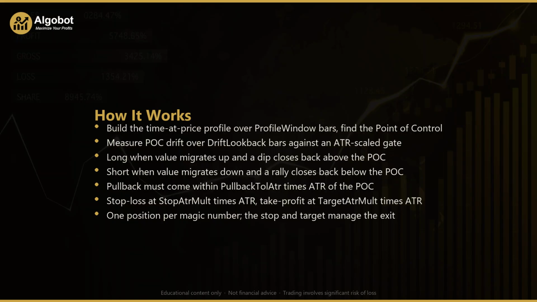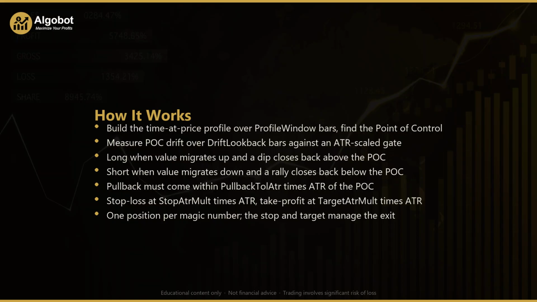To decide whether value is genuinely migrating, the strategy compares the drift against a gate. That gate is the minimum drift parameter, which defaults to 0.6, multiplied by the current average true range. Scaling the gate by volatility means the same rule behaves sensibly on a quiet pair and on a fast-moving one.